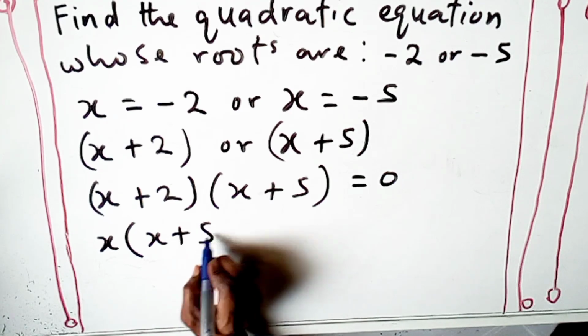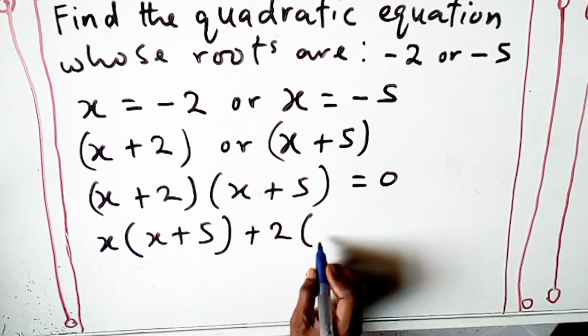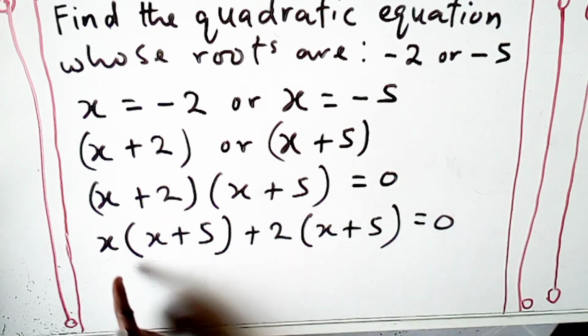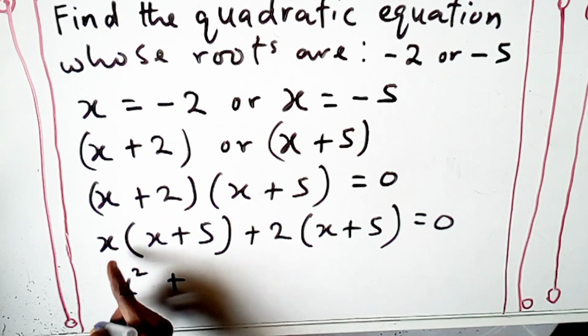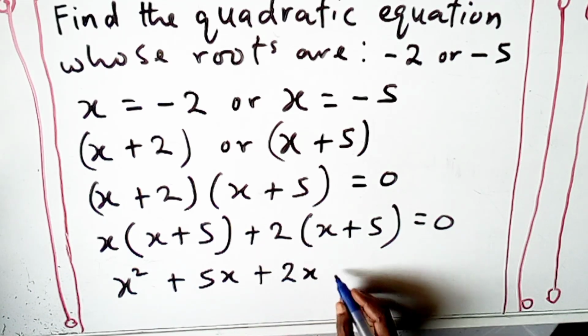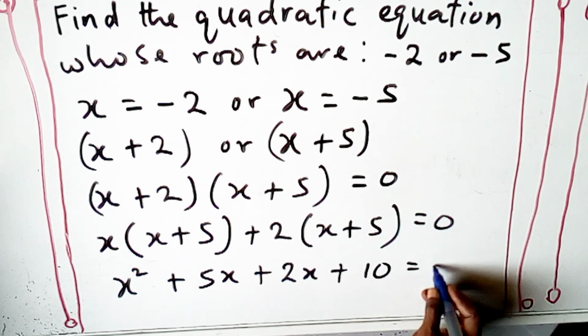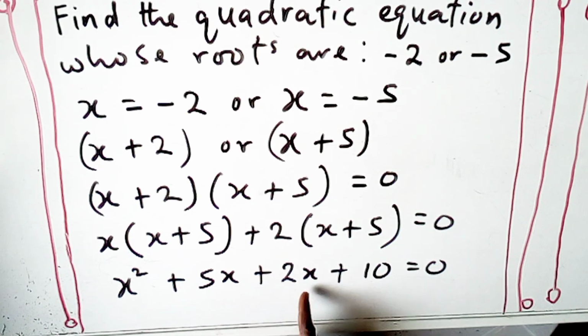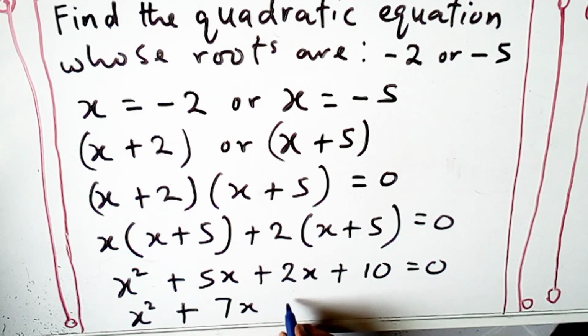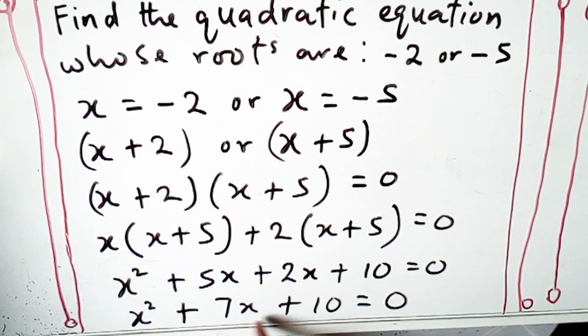So we did expansion there. We use the first bracket to multiply the second bracket. So you can see x times x, that gives us x squared, plus x times 5, that will give us 5x. Then 2 times x, 2x, plus 2 times 5, 10, equals to 0. 5x plus 2x, they are similar, so we collected like terms. So our answer is x squared plus 7x plus 10 equals to 0. So you can see we got the same quadratic equation.